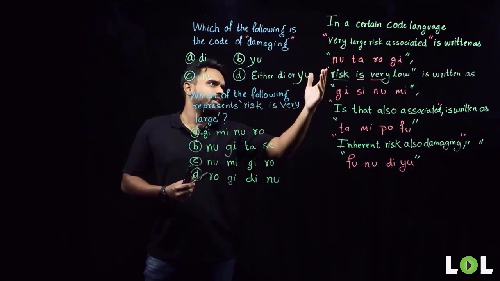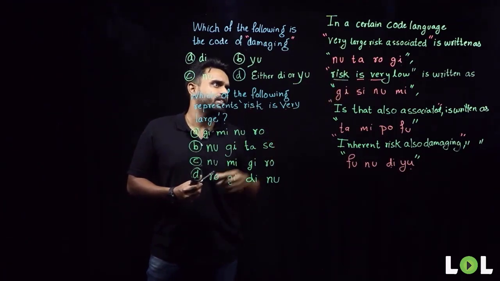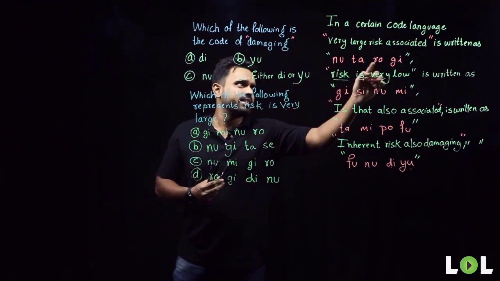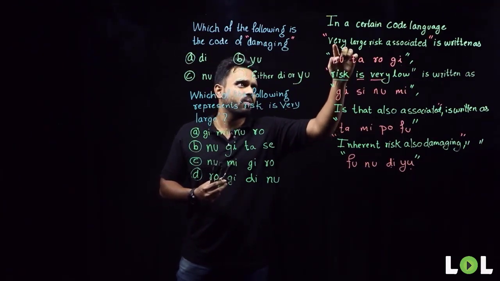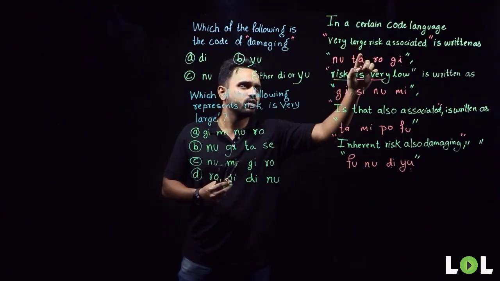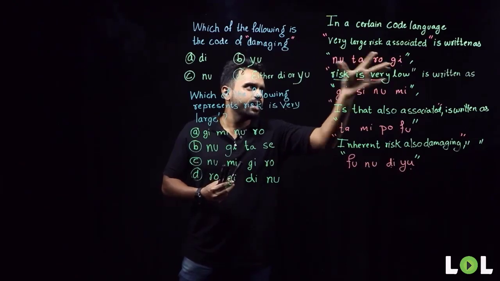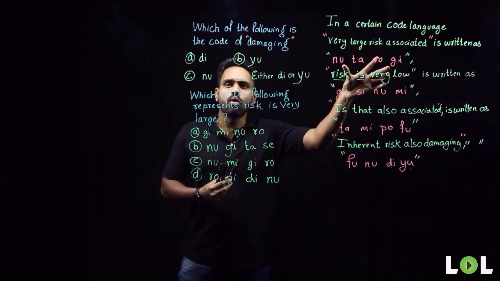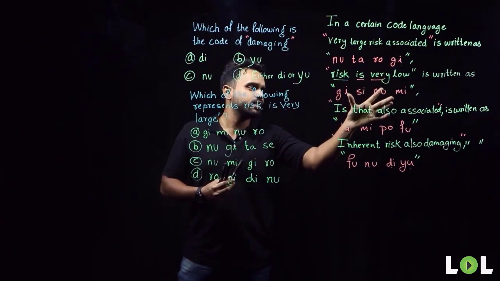In a certain code language, very large risk associated is written as nu ta rogi. Let me remind you that they are not in the same order. When I say same order, meaning very is not exactly nu and large is not ta. So they are in random fashion. This is the sentence and this is the code for the sentence.